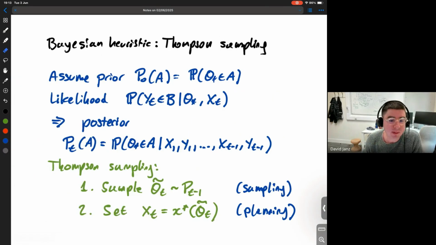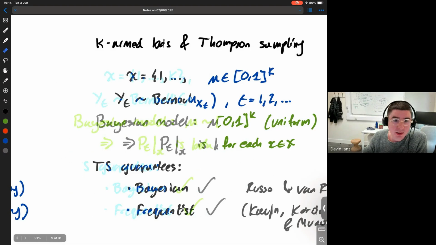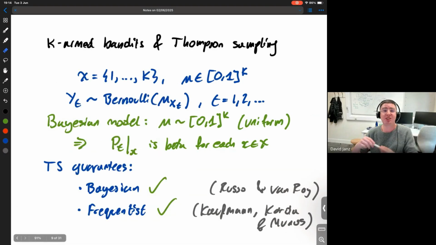Okay, so instead of solving it exactly, we do all this sampling and planning. Since we have flexibility on what we're choosing as the prior, we could just try to choose a prior under which Thompson sampling does well. Now, the question is, does this procedure make sense? And if you look at the literature on Thompson sampling for k-armed bandits, the answer is resoundingly yes.